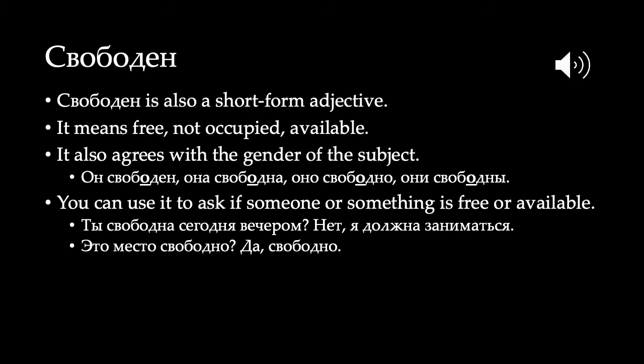And finally, let's look at the short form adjective свободен. It's also a short form adjective, and you also see that it has this yeah in the masculine form that drops once you add the endings. And it also has to agree with the gender of the subject. So он свободен, она свободна, оно свободно, они свободны. There's no stress shift, which is nice. It just agrees with the gender of the subject, and there's this fleeting yeah. And it means free or not occupied or available.